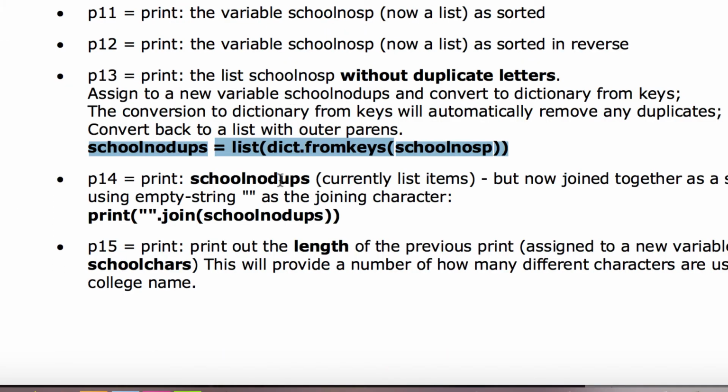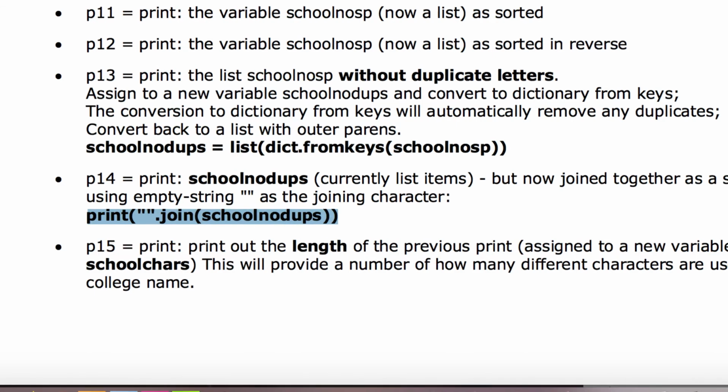We're getting towards the end here. And then it says print no school. Then for P14, it says print them joined together as a string. So you could use a string and actually join them with nothing in between. So we're just going to put everything together back as a string. All the single letters, they were a list, and now we're going to put them back together as a string. So you could do this here, or you could just use this join thing. So that's going to be P14.